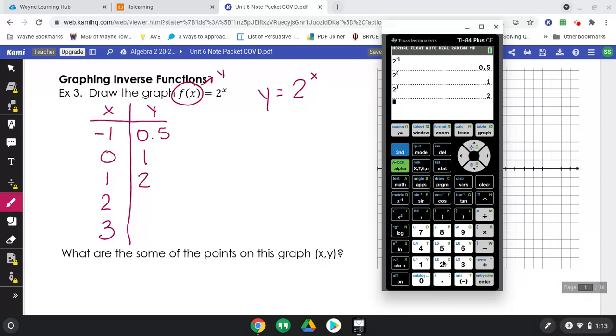2 to the second power. 2 squared, I know, is 4. And 2 to the exponent of 3. And if you don't have a calculator with you that has exponents, you could always do 2 times 2 times 2 to get that 8.